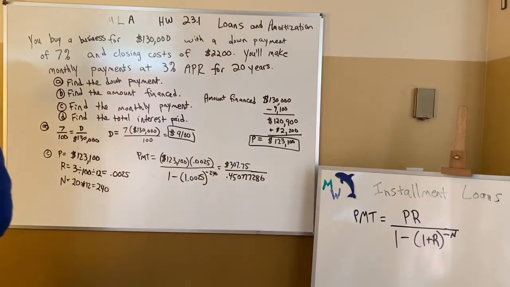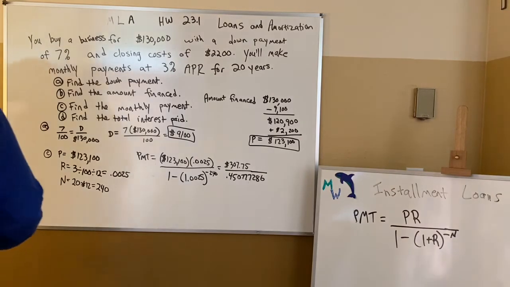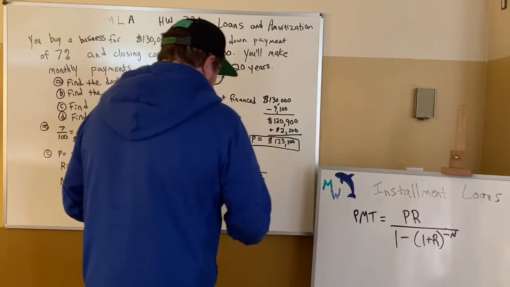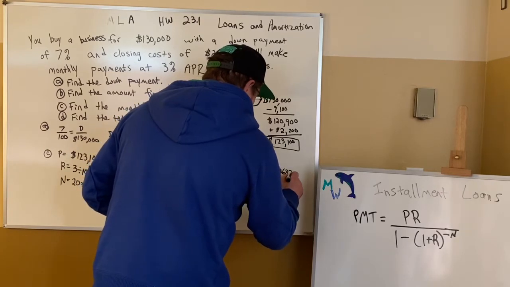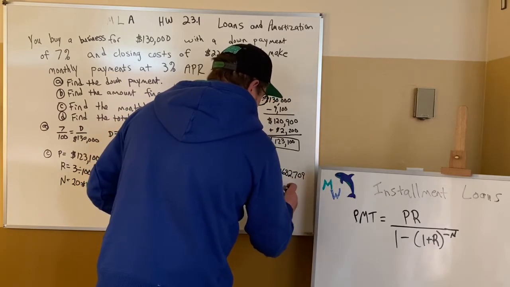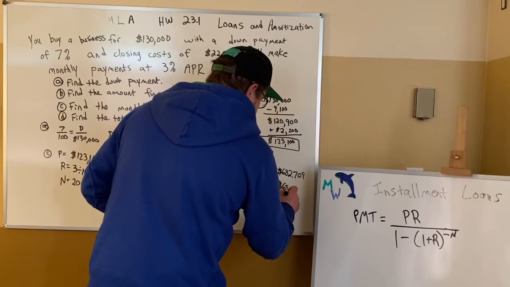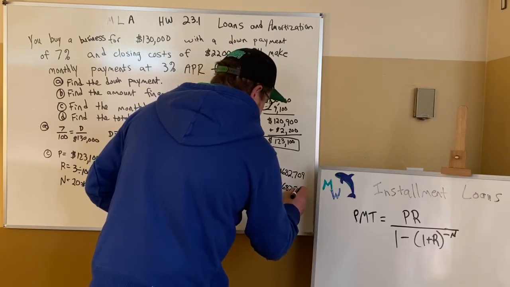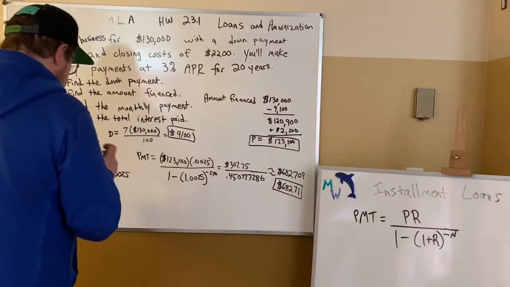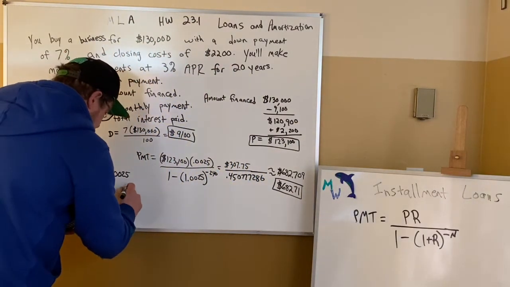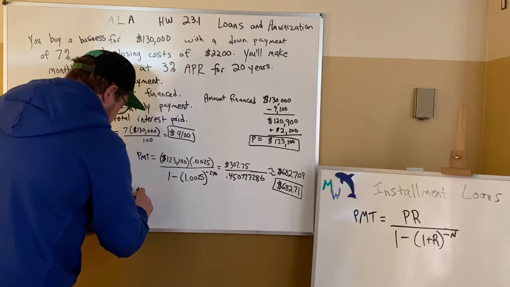I'll come out of here with $682.71. That's my monthly payment. And now for D, I know that I'm going to make a bunch of those payments.